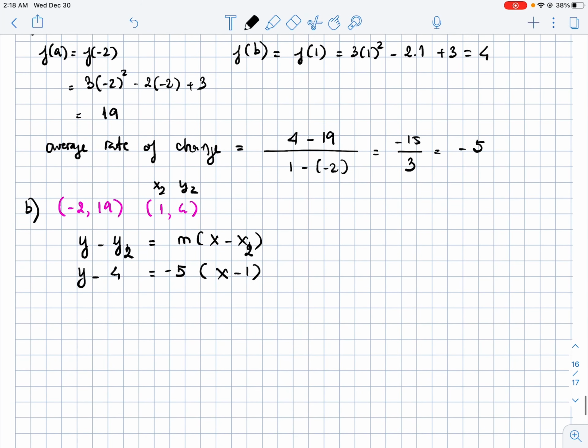The slope is the average rate of change, so -5, which we found in part A before. So we just distribute the -5. And then we add 4 to both sides to solve for y. And we got the answer, y equals -5x plus 9.